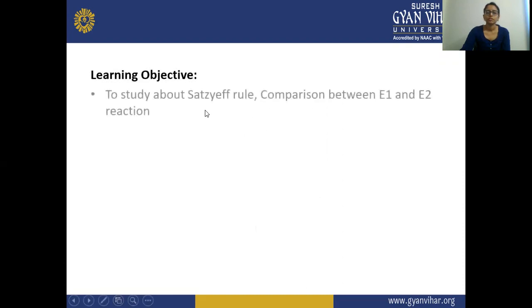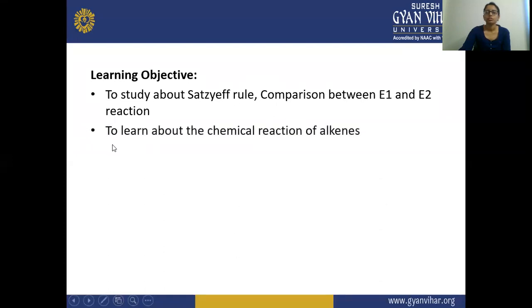So the learning objectives. In this, we will study the Saytzeff rule, and the comparison between E1 and E2 reactions, which are both elimination reactions. There are two types of elimination reactions, so we will do the comparison between them. And here we will also learn about the different chemical reactions of alkenes.